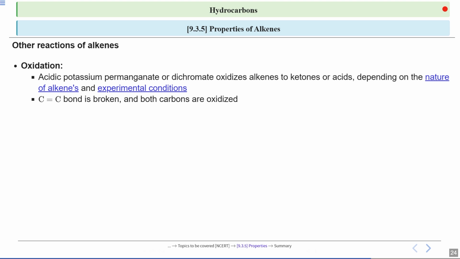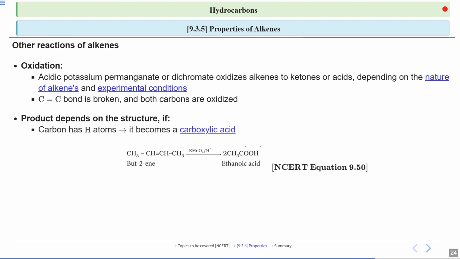So, what is happening in this reaction? Again, the double bond between the carbons is breaking and both carbons are getting oxidized, meaning they are gaining oxygen atoms or losing hydrogen atoms. This is the key feature of any oxidation process. What is the product? How will it depend on the structure? Let's see.